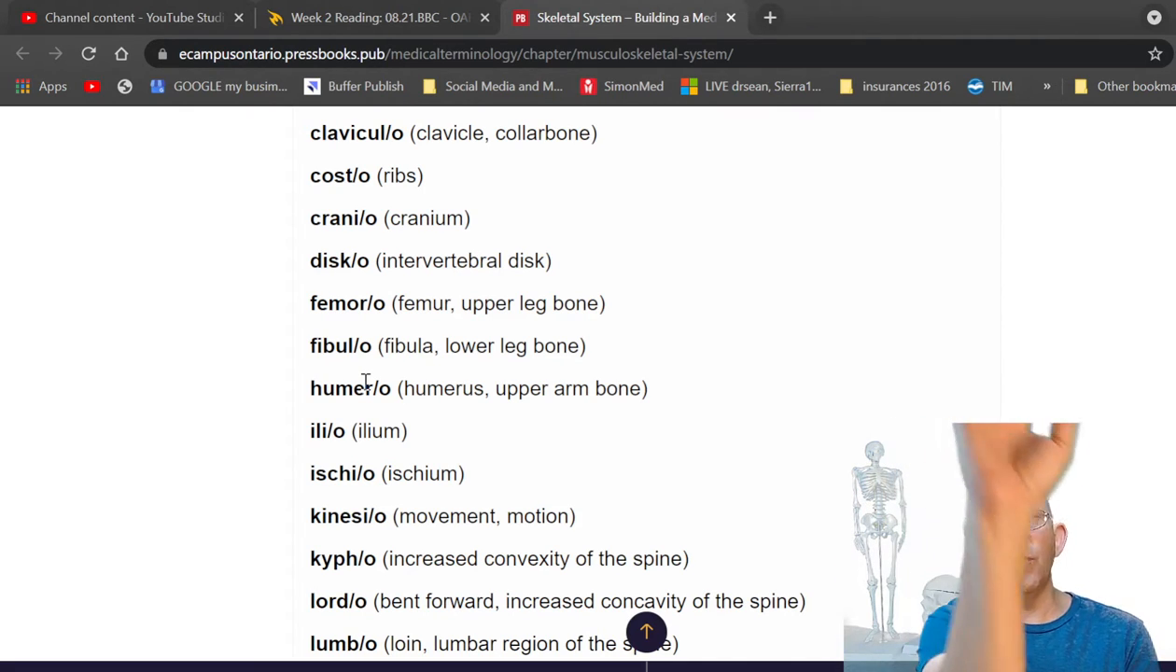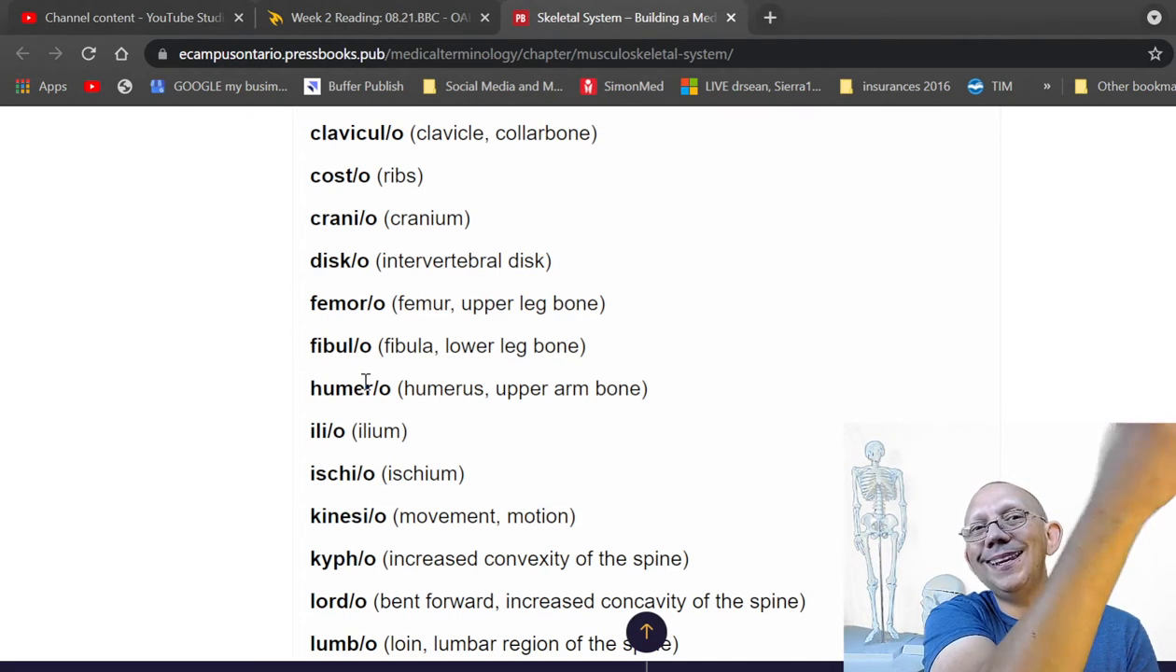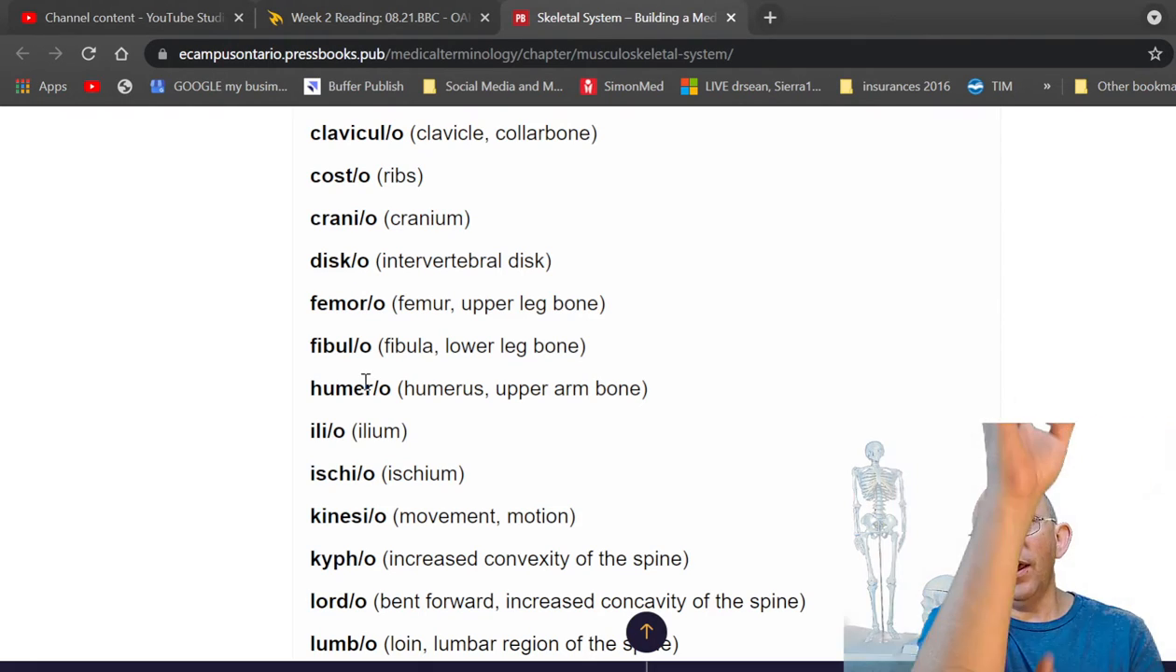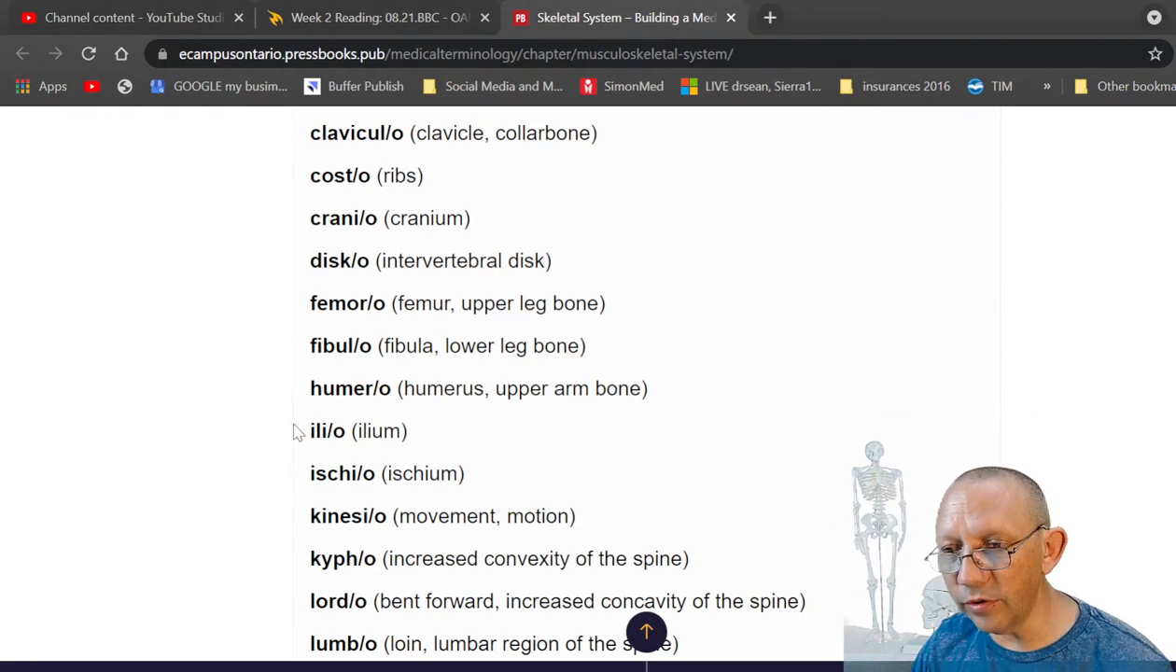On the outside, the one that moves around is called the radius. It has a radius, right? And the other one on the bottom is the ulna. And we'll get to those, I'm sure.